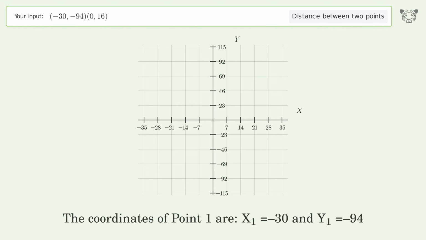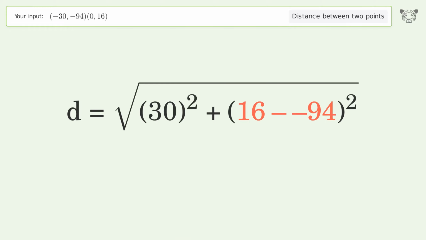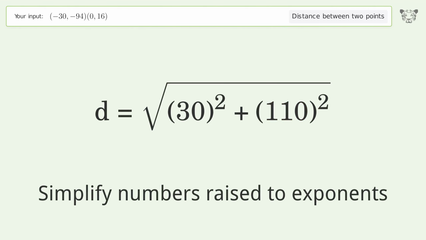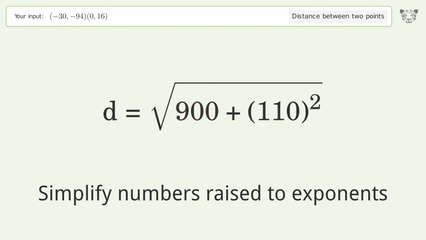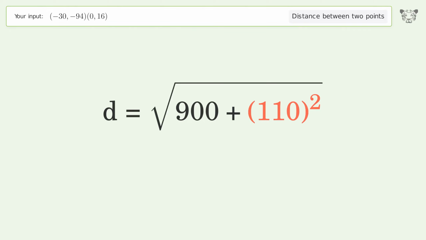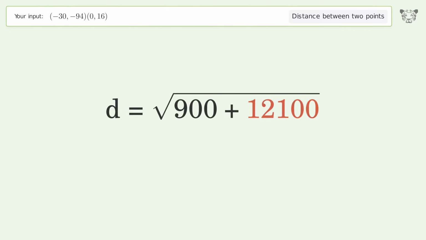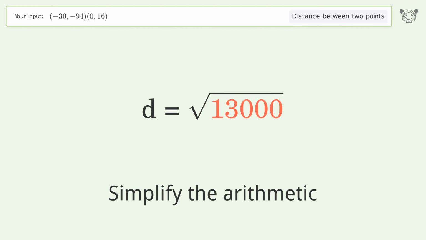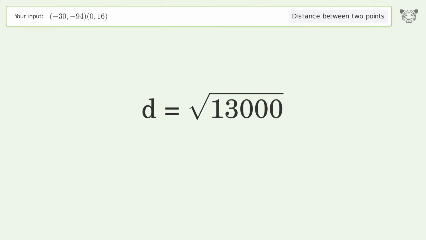Calculate the expression inside the parentheses. Simplify numbers raised to exponents. Simplify the arithmetic. And so the distance between the 2 points is the square root of 13,000 or 114.018.